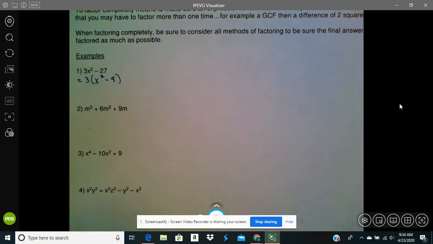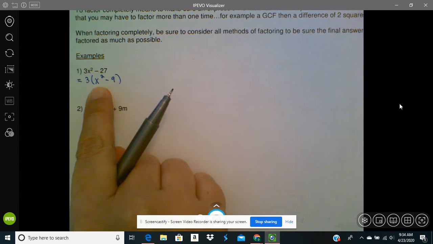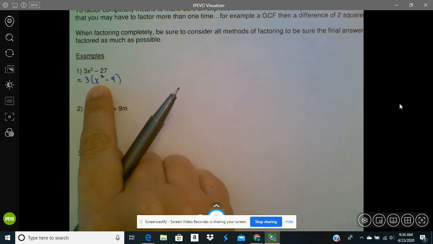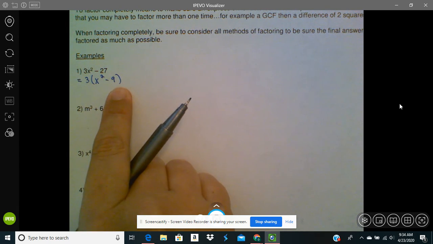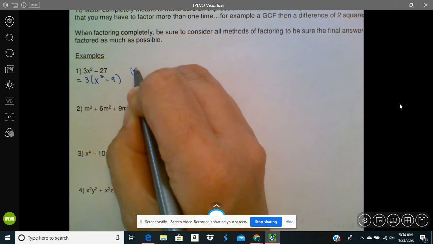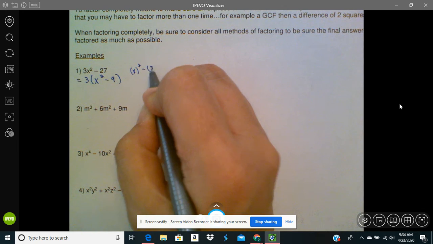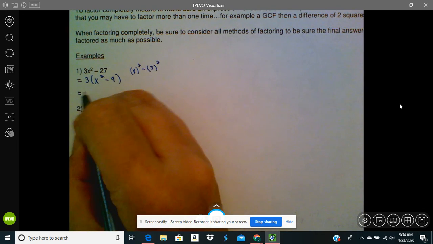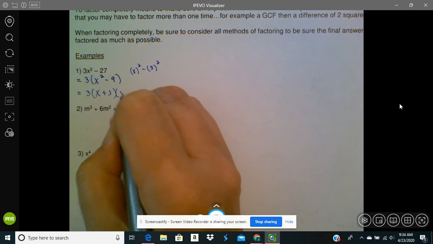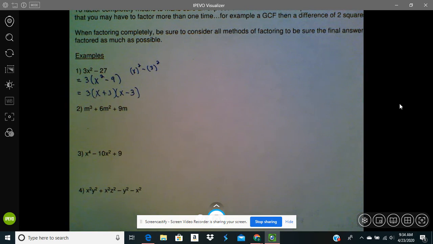Okay, now what happens? Well, I have 2 terms. They're being subtracted, so it's a difference. X is being squared, 3 is being squared, so it's a difference of squares. So this is really x squared minus 3 squared. So this becomes 3 times x plus 3 times x minus 3. And there it is. All right, let's look at the next one, shall we?